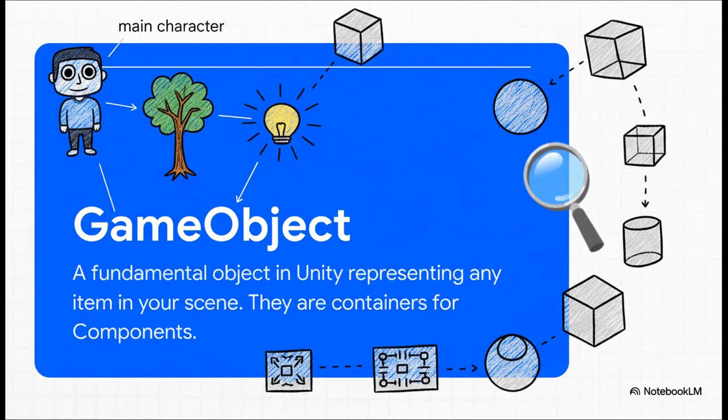Now, all those things you see listed in the hierarchy window, every single one is what's called a game object. It is the absolute most fundamental building block in Unity. It doesn't matter if it's your main character, a tiny pebble on the ground, or a light source, it all starts its life as a game object, which is basically a container for all the components that make it do stuff.